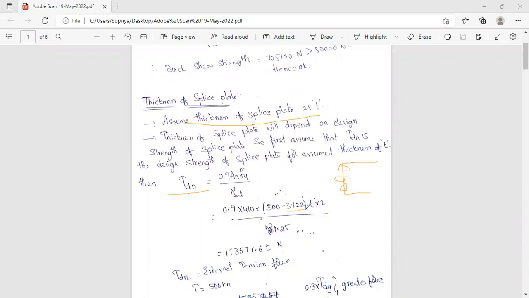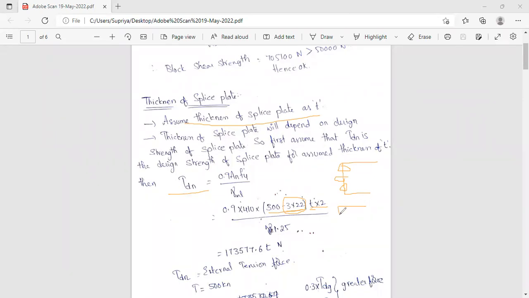So 3 into 22 is deducted, multiplied by the area, that is breadth into thickness. The breadth is 300 minus 3 into 22, due to the deduction, because we are calculating the net area. 3 is the number of bolts in the critical section and 22 is the diameter of the hole, which we deduct from the total breadth. And T is the thickness of the splice plate here, because we are calculating the thickness of the splice plate. We took the splice plate strength as TDN.